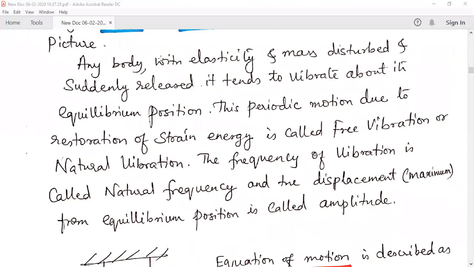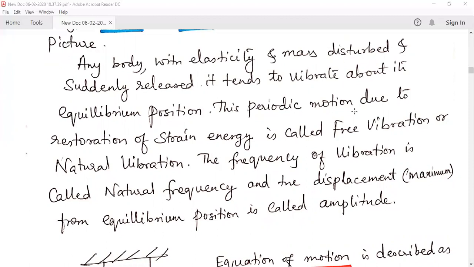Any body with elasticity and mass associated with it, when you disturb it and suddenly release the disturbing force, tends to vibrate about its equilibrium position. Take a typical simple pendulum: you just disturb it and it oscillates about a particular position called the equilibrium position, and the oscillation dies down with passage of time. Simply disturb it and take out the disturbing force. The pendulum oscillates, and after a certain interval of time it is going to come back to its original position.